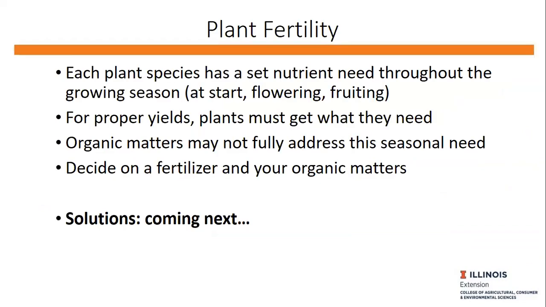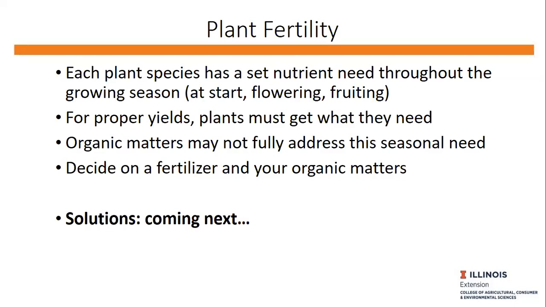So recognize that each plant species has a set nutrient need throughout the growing season. And this is at the start when you are planting the plant. This can be at flowering. This is also at fruiting. Throughout the season, they have nutrient needs. All of those macronutrients, secondary nutrients, and micronutrients. For proper yields, the plants must get what they need during the growing season and during that time.